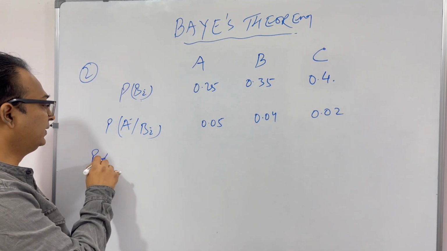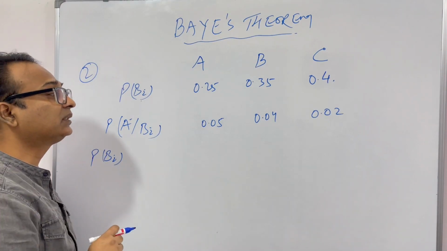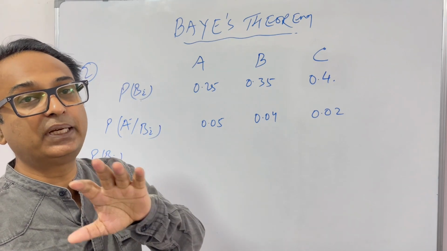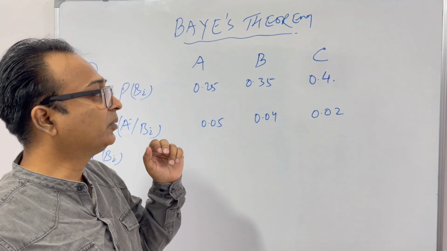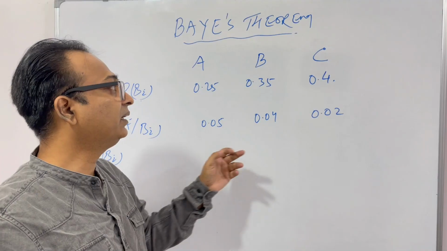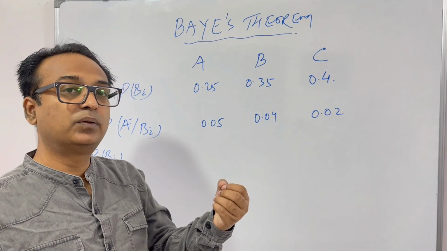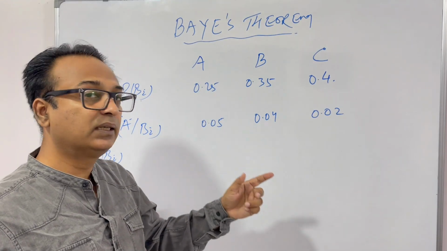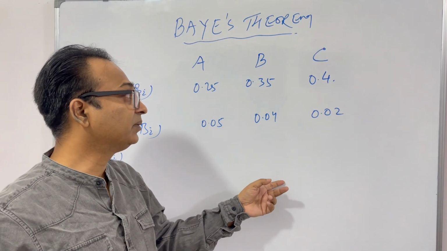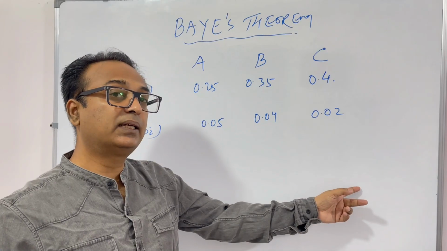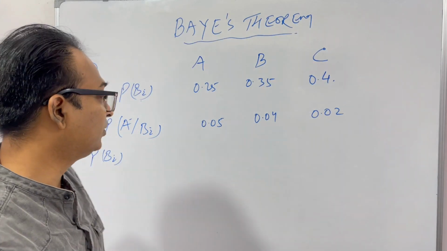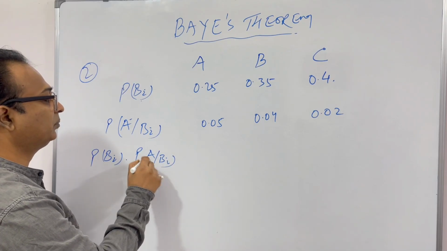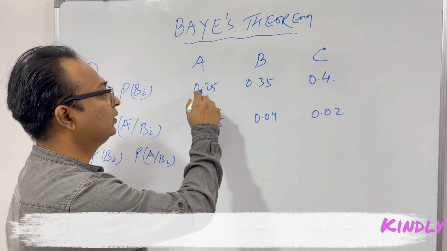Then let's take the values. What is the question? If we take out a bolt and it is found to be defective, then find the probabilities of getting it from A, B and C. That is, what is the probability that the bolt was manufactured by machine A, or by machine B, or by machine C? So how do we do that? We take this and we multiply these.